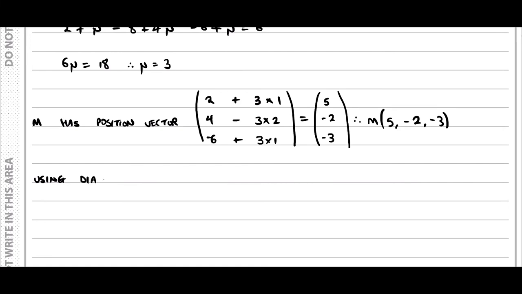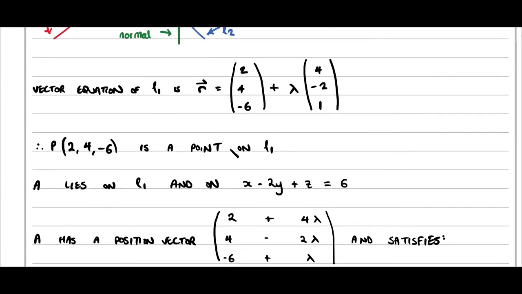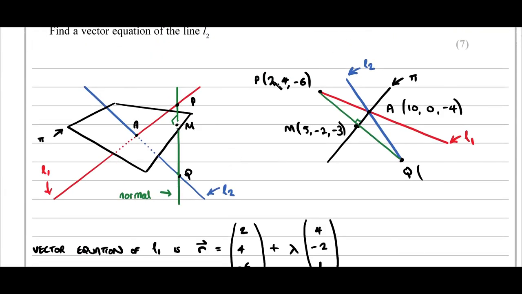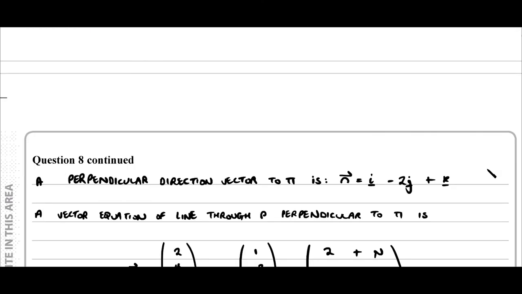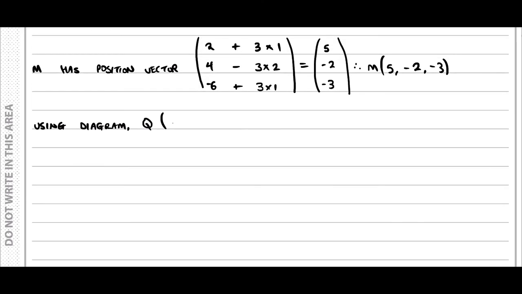So using the diagram, Q has coordinates, if we write down the coordinates of Q, all we have to do over here is look at the diagram and think, to go from 2 to 5, we add 3, so 5 plus 3, that's 8. To go from 4 to minus 2, we subtract 6, minus 2 minus 6, that's minus 8. And to go from minus 6 to minus 3, we add 3, so minus 3 plus 3, that's 0. Okay? So the coordinates of Q would be 8, minus 8, 0.